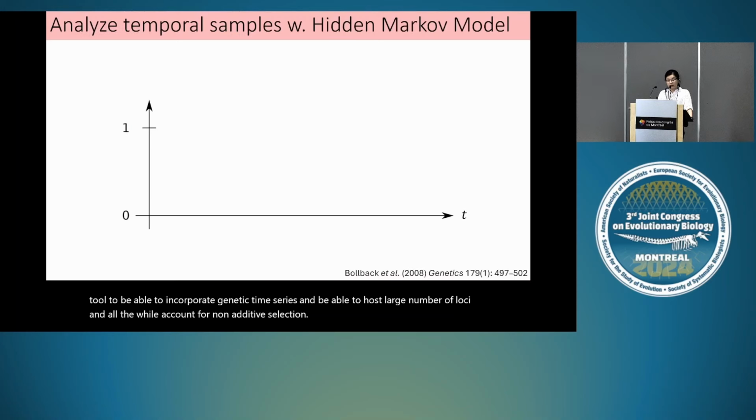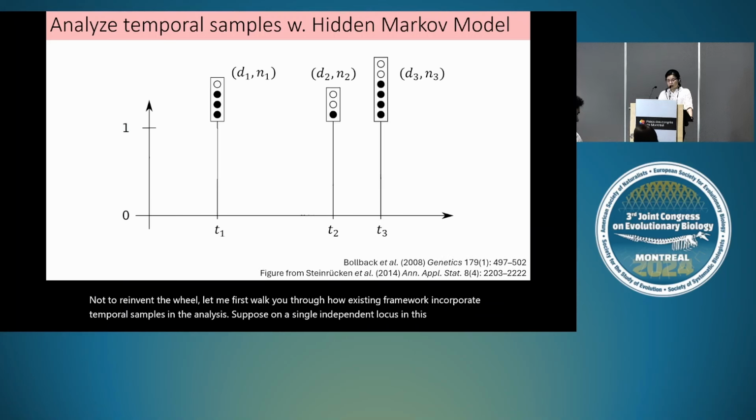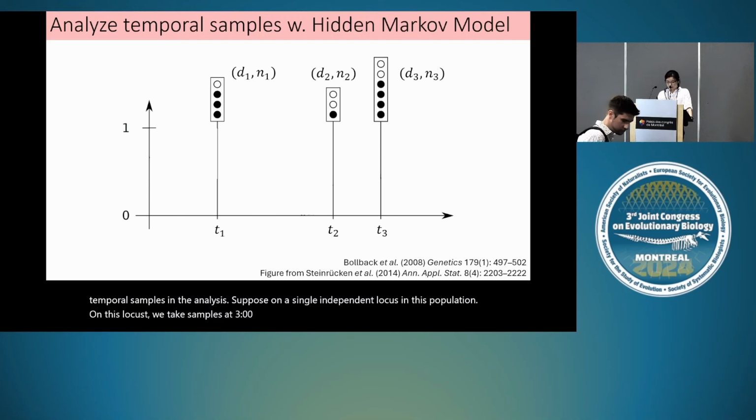Not to reinvent the wheel, let me first walk you through how existing framework incorporate temporal samples in the analysis. Suppose on a single independent locus in this population, we take samples at 3 different time points. We can assume that in each generation, the allele frequency in the population, not the sample, is only affected by that of the previous generation, aka Markovian.